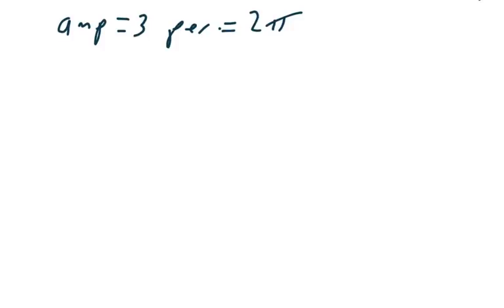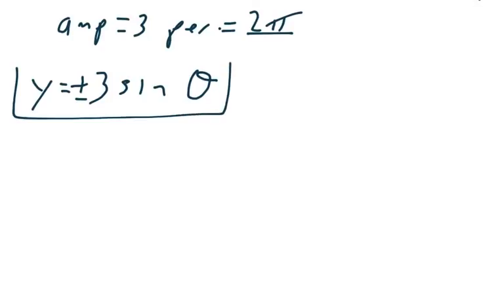Alright, problem number 5 gives us an amplitude of 3. And they told us to use sine. And the period is 2 pi. Well, we always like when the period is 2 pi, because then we don't have to change anything. Amplitude being 3, we're always going to do plus or minus in these types of problems.